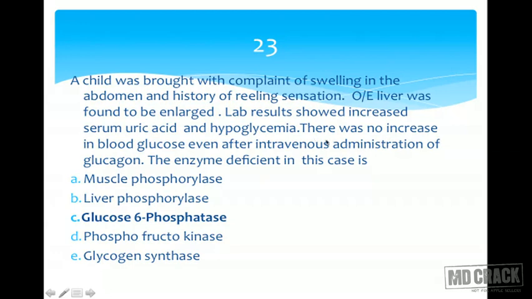The key phrase here was there was no increase in blood glucose even after IV administration of glucagon. When glucagon is given, it mainly acts on hepatic glycogenolysis to bring about glucose release. So when that is not happening, it will lead to hypoglycemia, and especially early fasting hypoglycemia is seen in glucose 6-phosphatase deficiency, von Gierke's.